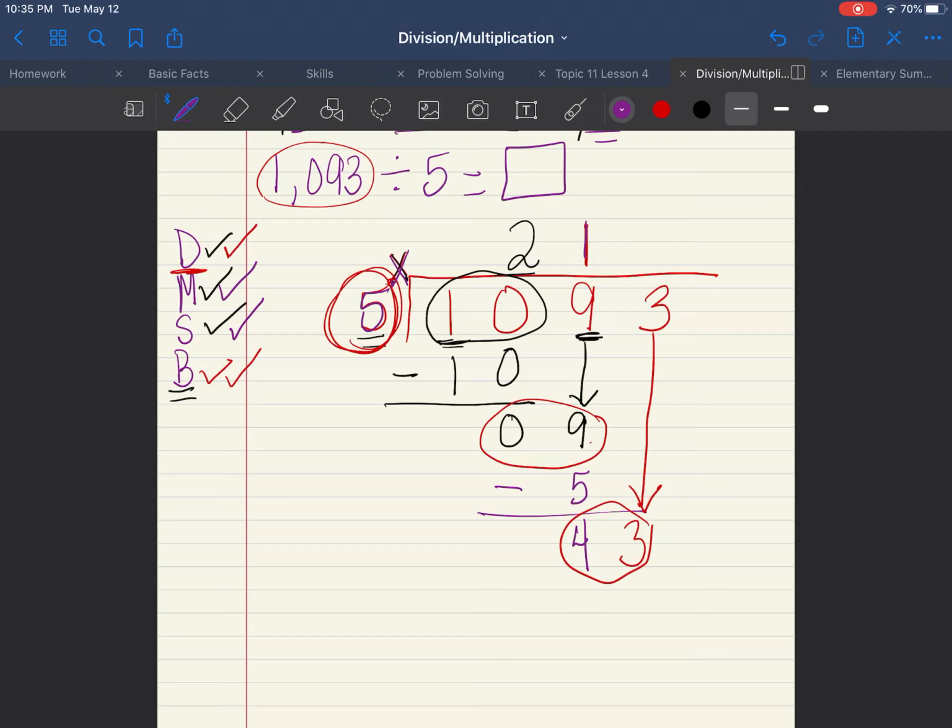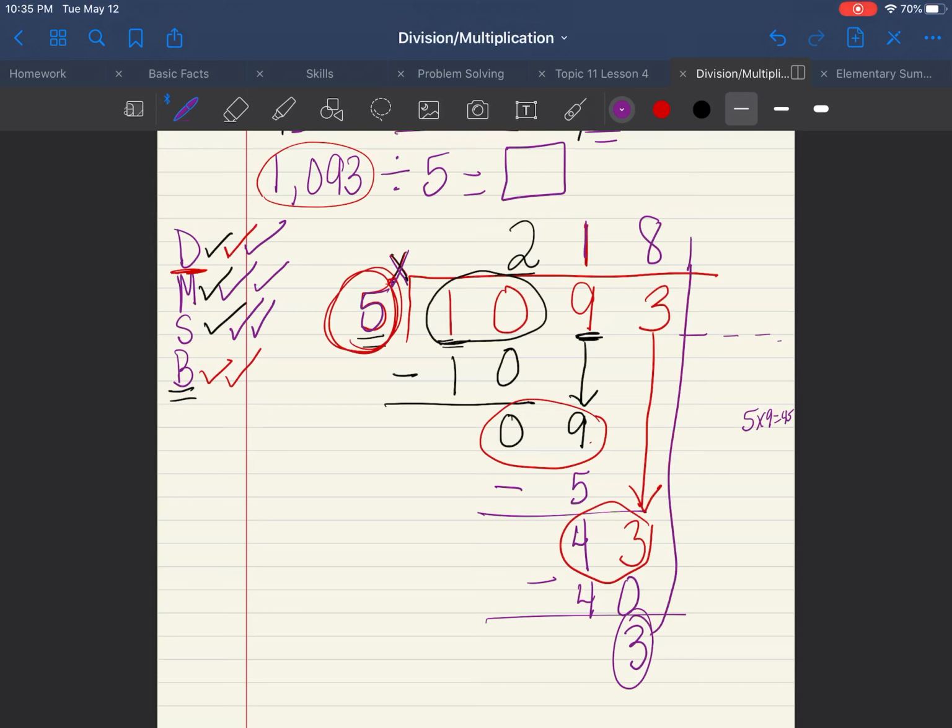So now I have 43. We're going to divide again. How many times can the 5 go into 43? 5 times 9 is 45. That is too big. So I'm going to use the one before, which will be 5 times 8. That will be 40. So now I'm going to multiply. 5 times 8 equals 40. Make sure to write it down. Subtract. 43 minus 40 is 3. And we bring down. There is no other number to bring down. So the 3 becomes remainder 3.